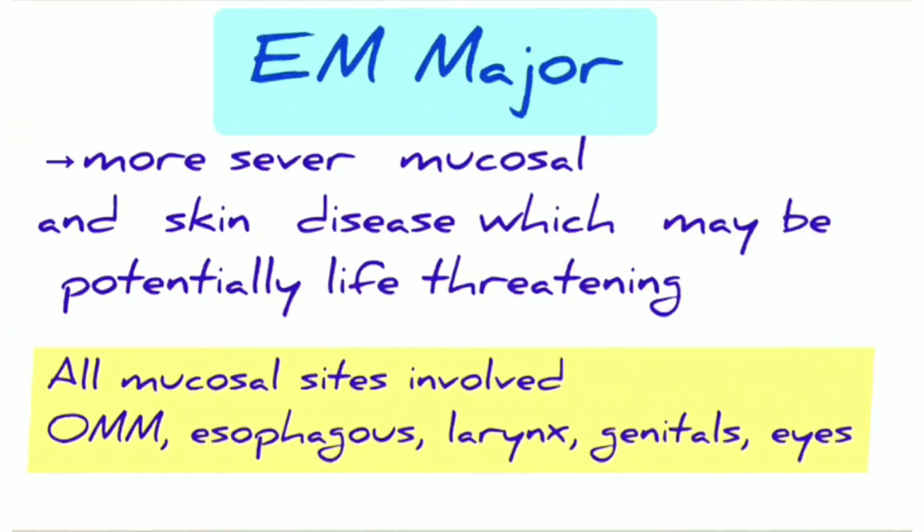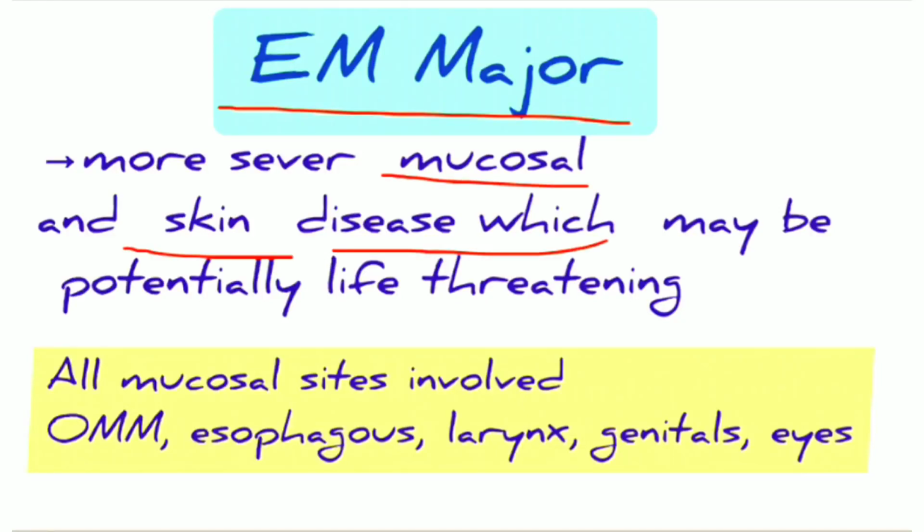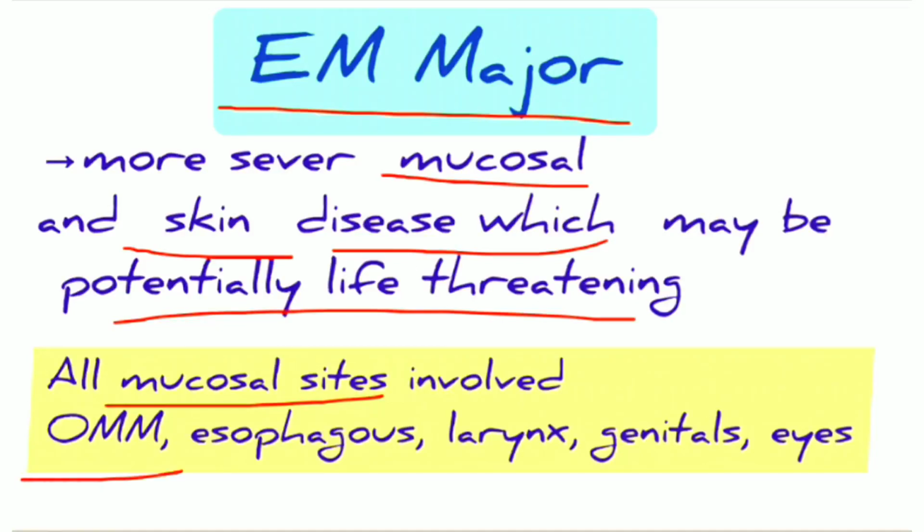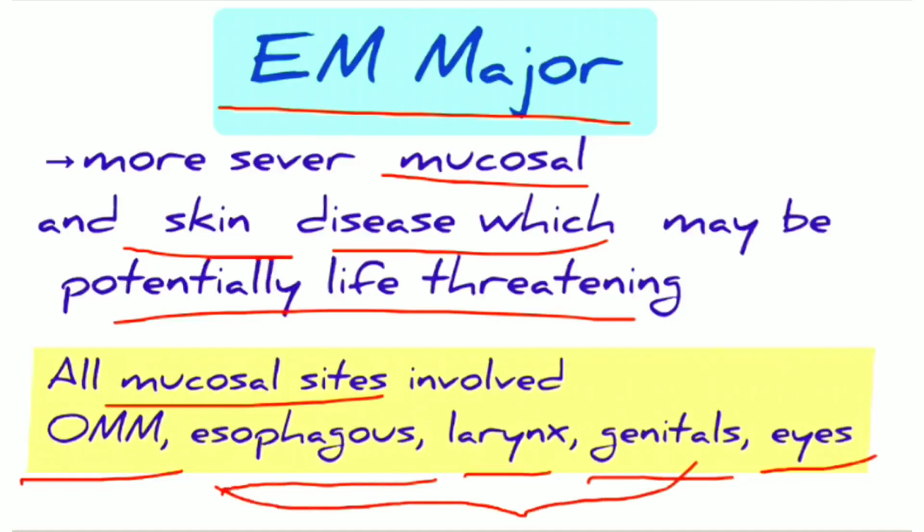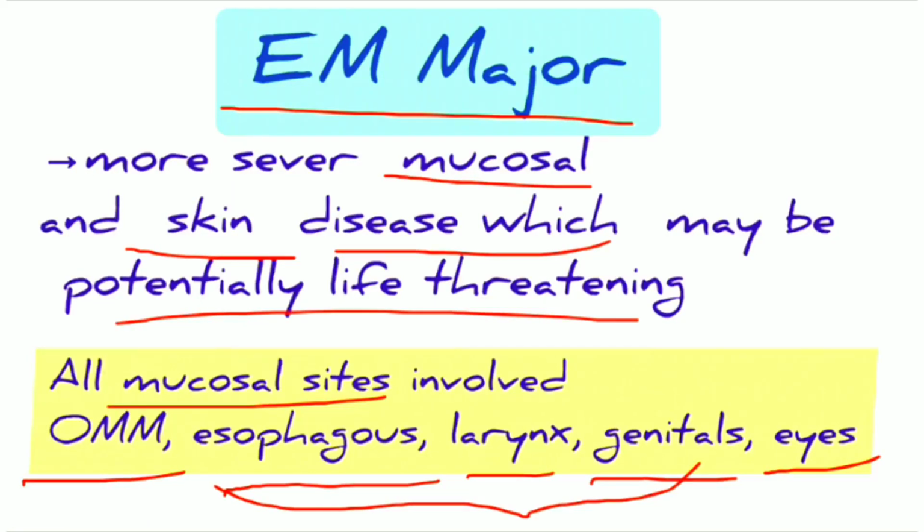Now let us see erythema multiforme major. Here more severe mucosal and skin disease will be seen, which may be potentially life threatening in certain cases. The mucosal involvement will be more as compared to erythema multiforme minor. You can see all mucosal sites can be involved here, like the oral mucous membrane, esophagus, larynx, genitals and eye. All these mucous membranes also get involved, that's why it is a life threatening condition. So this was all about erythema multiforme major.